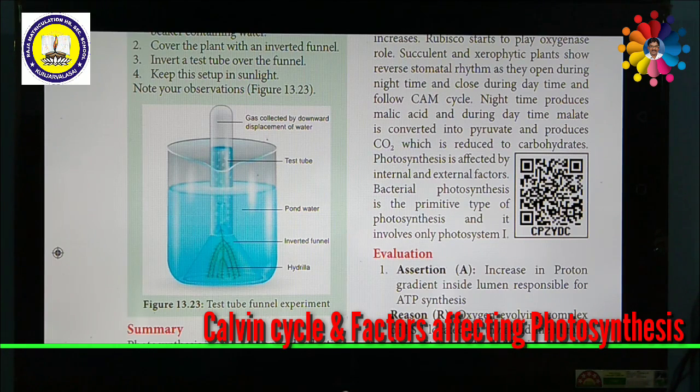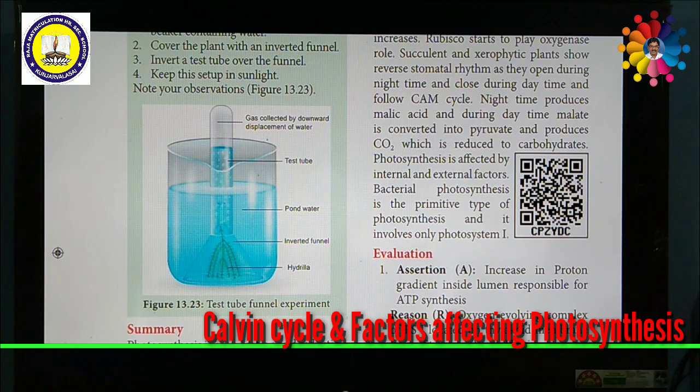Generally, photosynthetic bacteria are classified into three categories: green sulfur bacteria, purple sulfur bacteria, and purple non-sulfur bacteria. For example, Chlorobium comes under green sulfur bacteria, Thiospirillum and Chromatium come under purple sulfur bacteria, and Rhodopseudomonas and Rhodospirillum come under purple non-sulfur bacteria. Now an important question is, what are the differences between photosynthesis in plants and photosynthesis in bacteria?